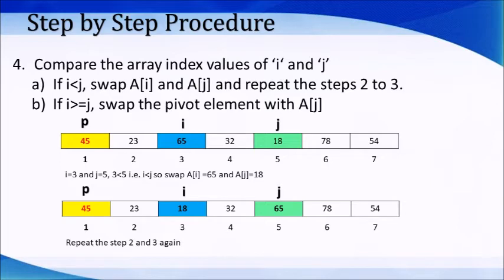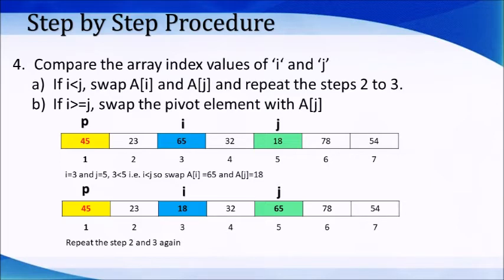In our example, i is pointing to 65, that is at index 3. j is 18 at index 5. I need to compare indexes i and j, that is i equals 3, j equals 5. Now 3 is less than 5, that is i is less than j. Whenever i is less than j, I need to swap a of i and a of j. So I have done swapping of 65 and 18. Note that i and j are still at the same index positions, they have not moved.